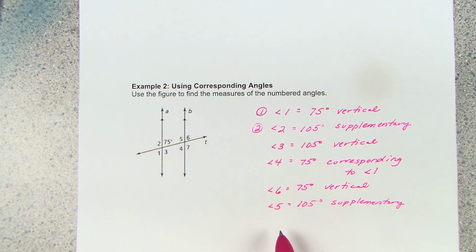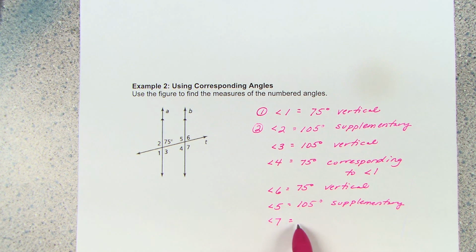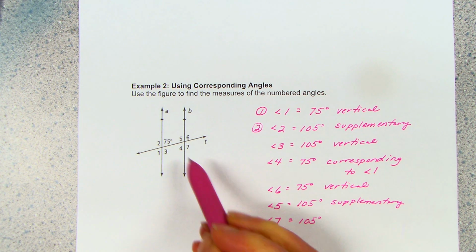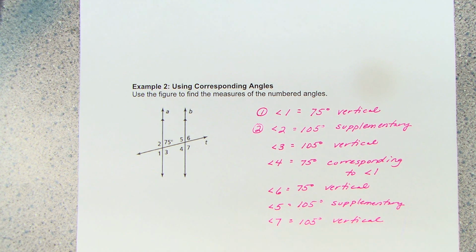What haven't we done yet? 7. And 7 is also equal to 5, so it is 105. We got lots of different reasons for that. So lots of times there will be multiple reasons why, and that's a nice way to check your answer. So if you find it 2 different ways and you get the same answer, then you know it's right.